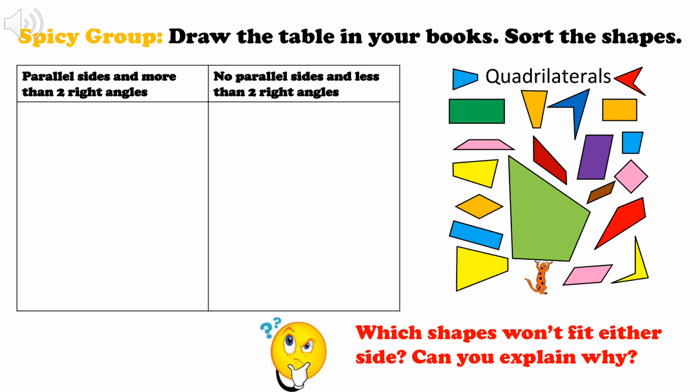On the screen in front of you is the spicy group activity. You'll need to either draw the table in your books or it will come home as a parent mail where you can print it off. And you will need to sort the quadrilaterals that you can see on the side of the screen into the table. The left hand side of the table says parallel sides and more than 2 right angles, and the right hand side of the table says no parallel sides and less than 2 right angles. Then I want you to think about which shapes didn't fit into either side, and can you explain why?